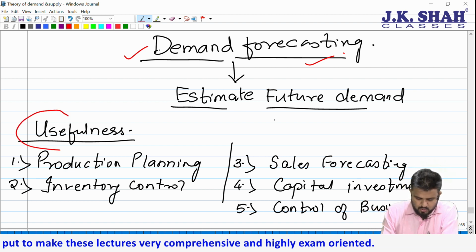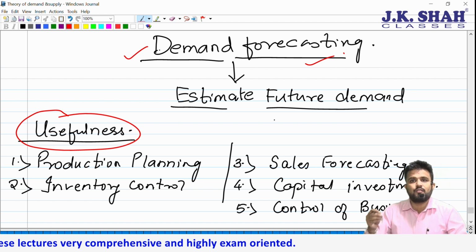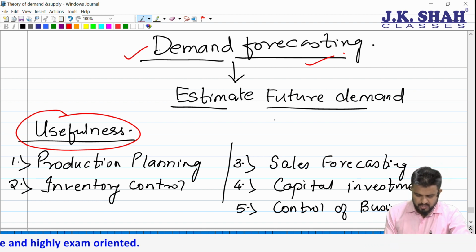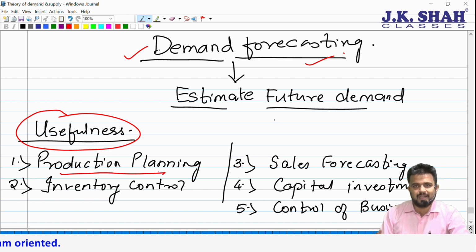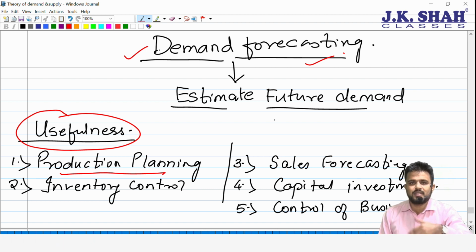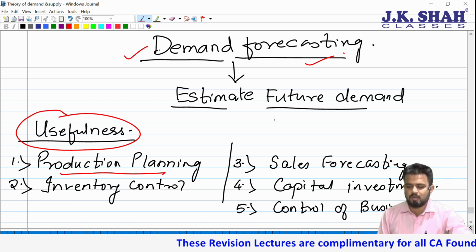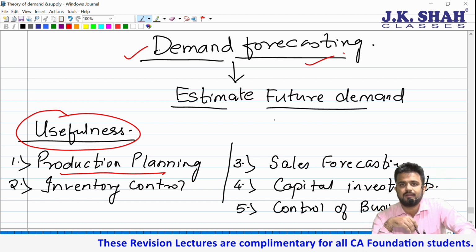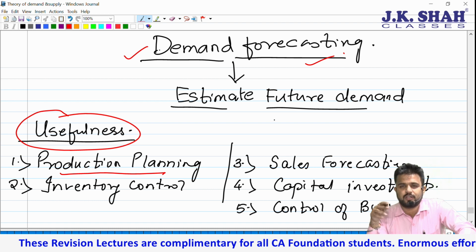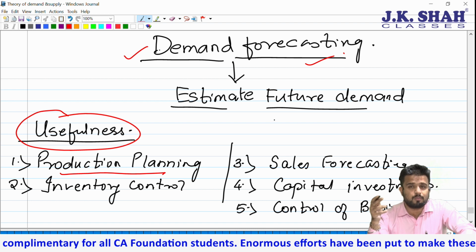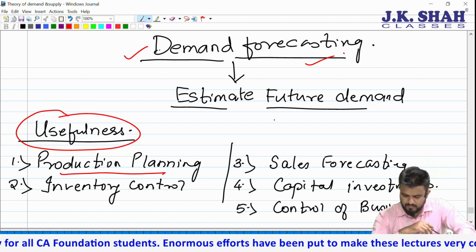Now, coming to usefulness of demand forecasting, in which all areas this concept is used. First, it is used in production planning. Now festival season is about to start, and now companies and retailers will start planning that how much inventory or how much stock or how much goods will be needed, and accordingly manufacturers will start producing that commodity. There should not be overproduction, neither underproduction.